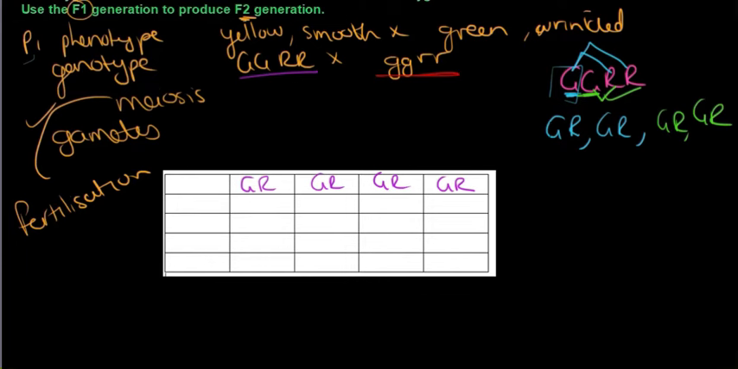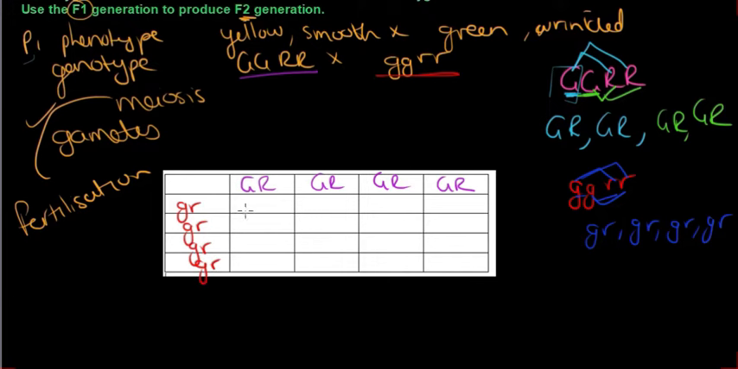Let's look at the other parent's possible genetic combinations. This G, go with that one or that one. Same for the second. It's going to look exactly the same. Okay, now we need to combine these traits. When you combine your traits, you can't write it, for example, like that. You need to keep the different types of alleles together. So it's going to look something like that. Okay, keeping them all together.